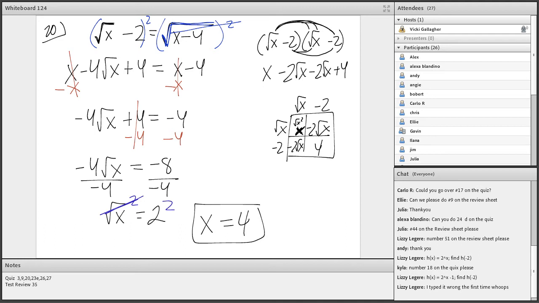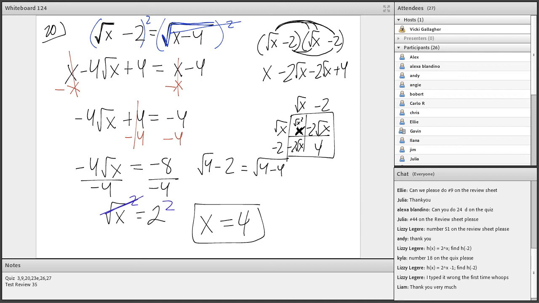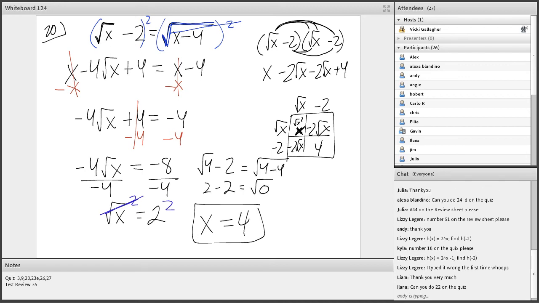It's always useful, especially if you have extra time on your test tomorrow, to take this and plug it back in to the original problem. Just make sure that it works. So this would be 2 minus 2, and this would be the square root of 0, and 2 minus 2 is 0, and the square root of 0 is 0. So that's good. All right, that was number 20 on the quiz. The next question was number 17.